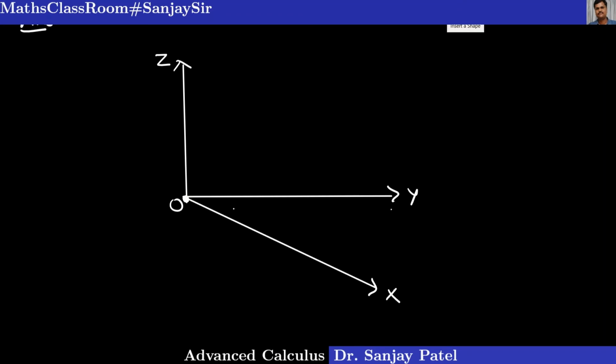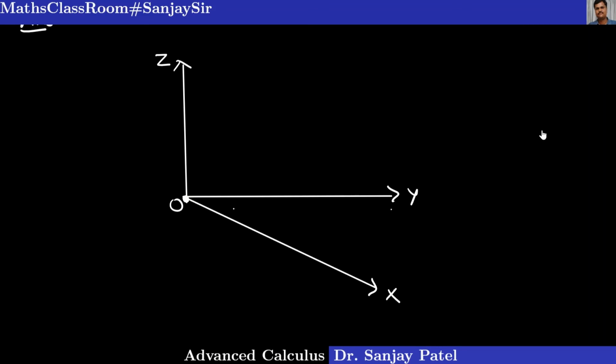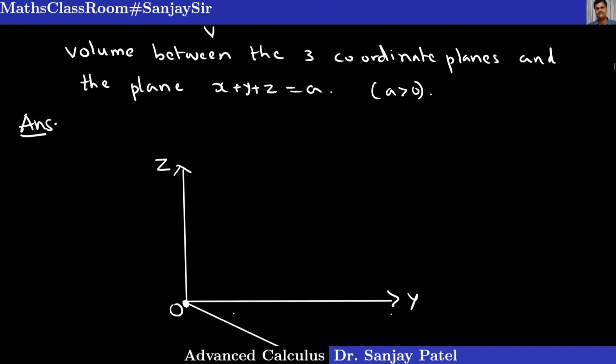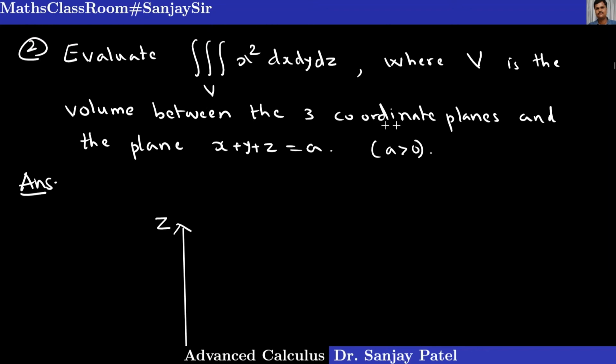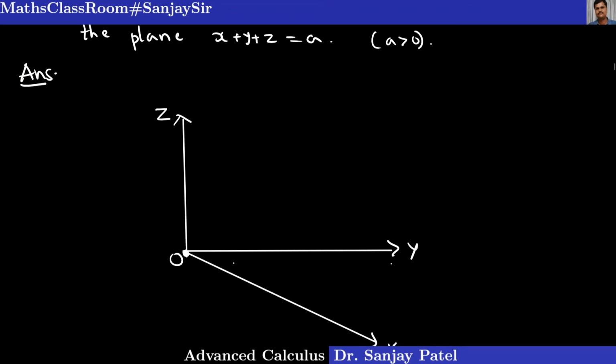Now let me put the plane x plus y plus z is equal to a. You know what the equation x plus y plus z is equal to a is? The region of integration is bounded between the three coordinate planes, that is xy, yz, zx, and the plane x plus y plus z is equal to a. You know x plus y plus z is equal to a is a plane making intercept a on all the three coordinate axes. So I can put a triangle.